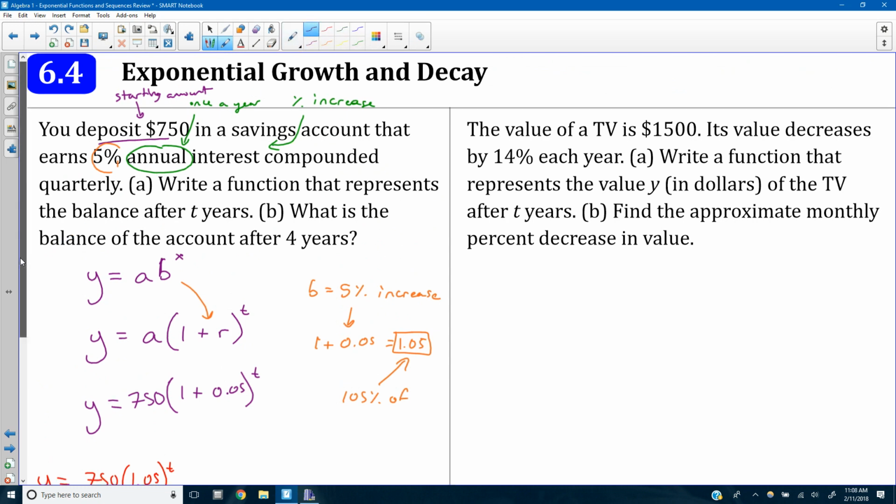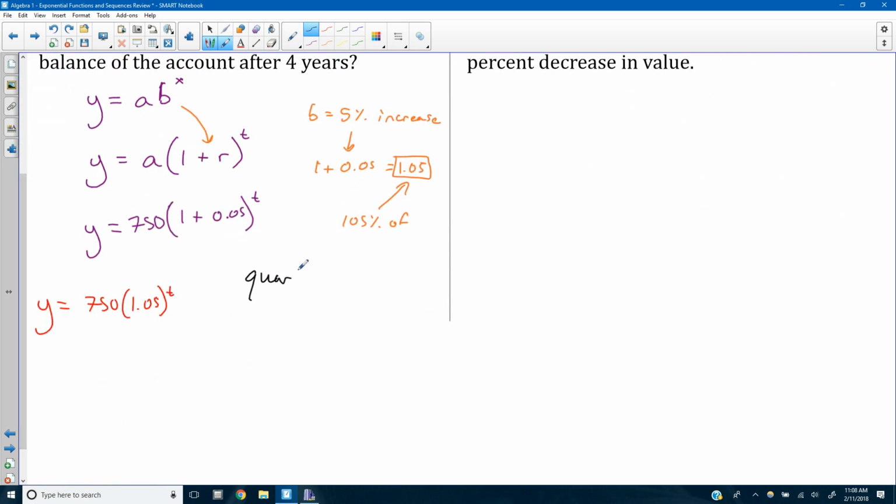First of all, quarterly means once every quarter of a year. That means 4 times a year.